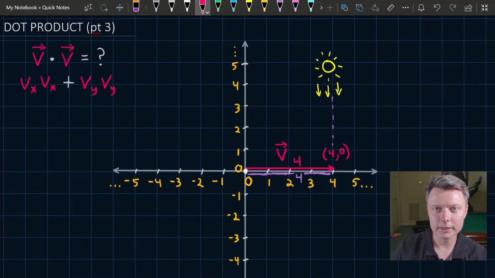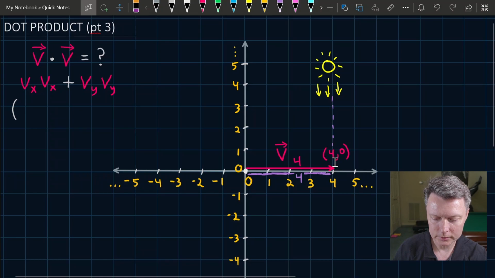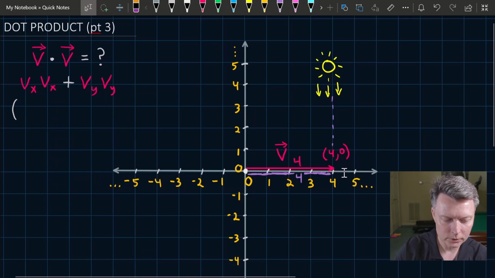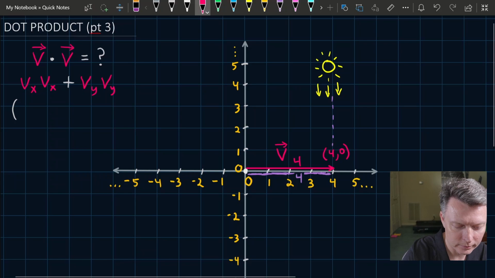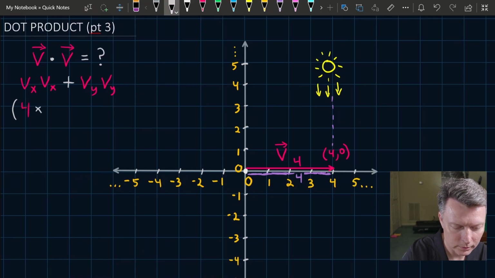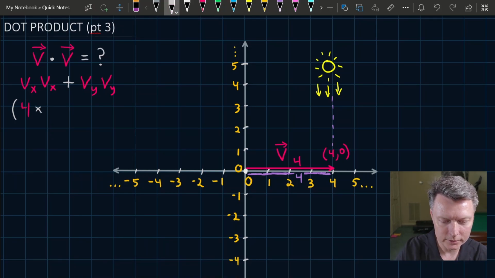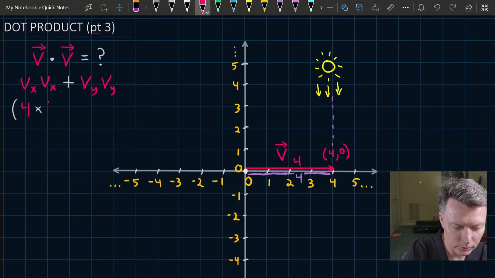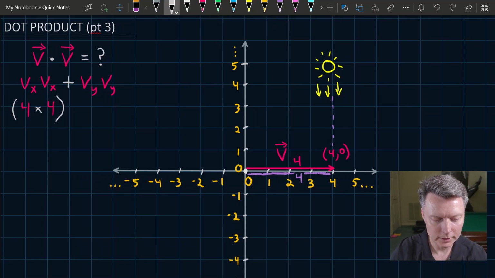Now let's plug in the values for vector v over here on the graph. The x component of vector v is 4, because we have vector v as (4, 0). Those are its x and y components. So let's fill in a 4 here, times the x component of vector v again, so we do another 4, and put that in parentheses, because that has to be done first in order of operations. So you do the multiplications first, and then you do the additions later.